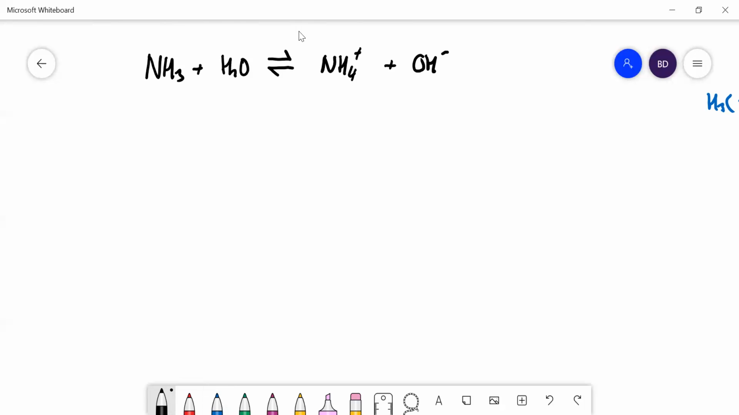If you react NH3 with an acid, say HCl, sorry, I said alkali, I meant acid. HCl is a good acid, and that will protonate all of them. It won't be an equilibrium reaction. You'll protonate it all, and you'll form NH4+, ammonium chloride. This is an ammonium salt.